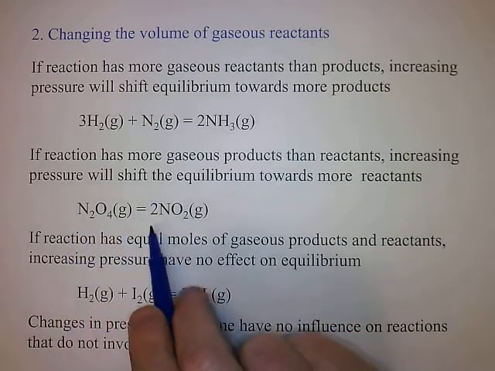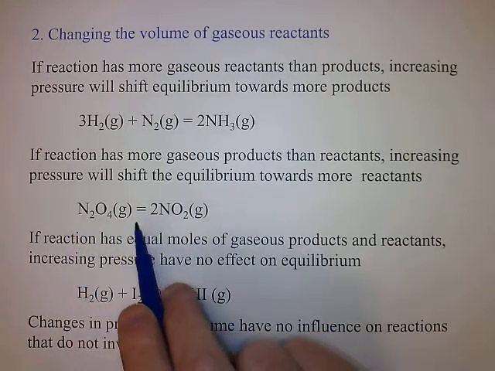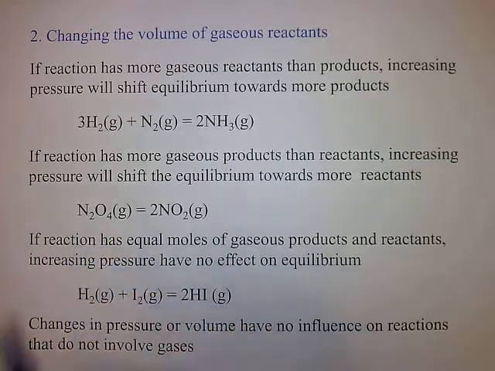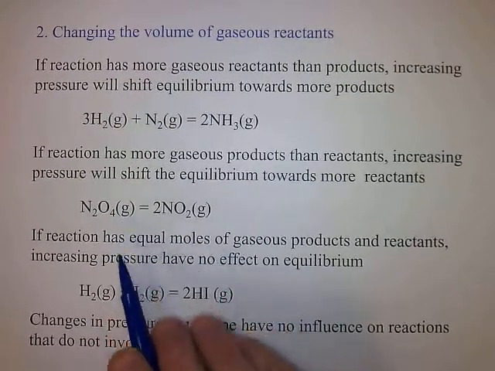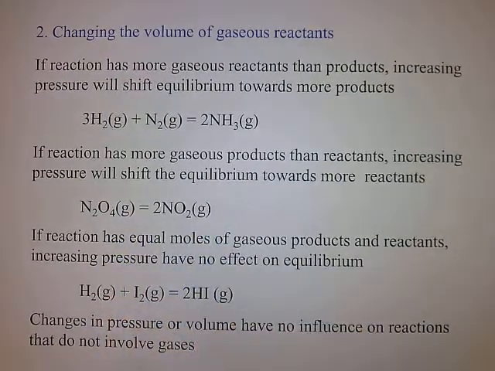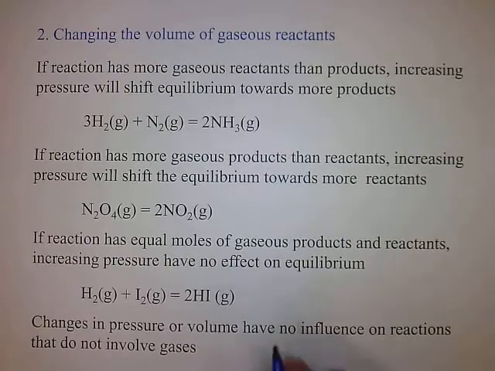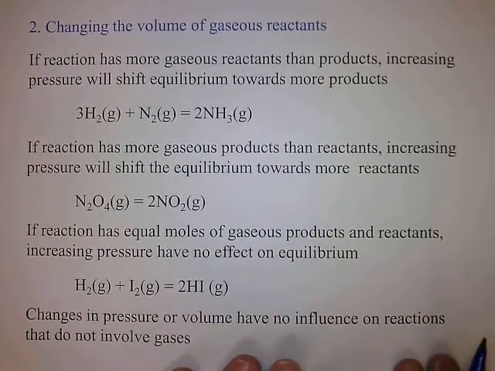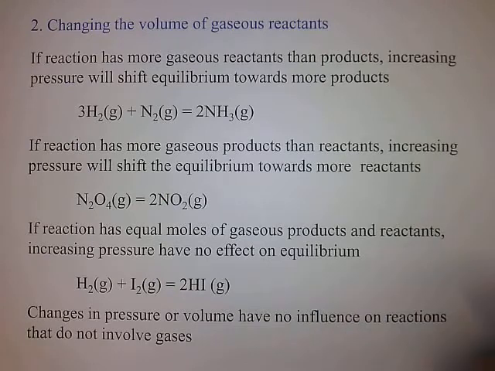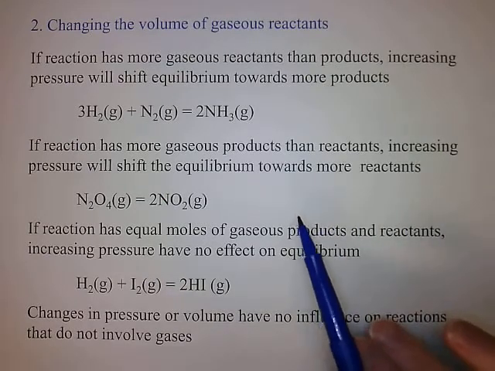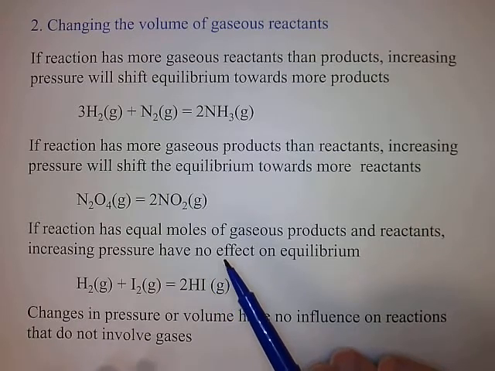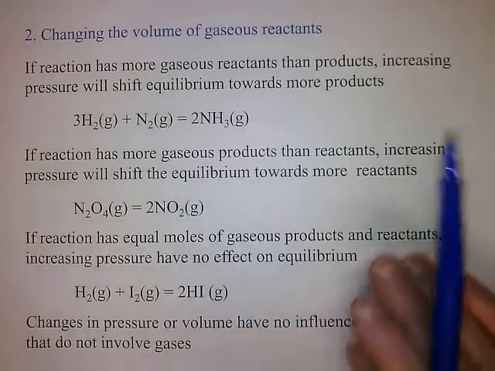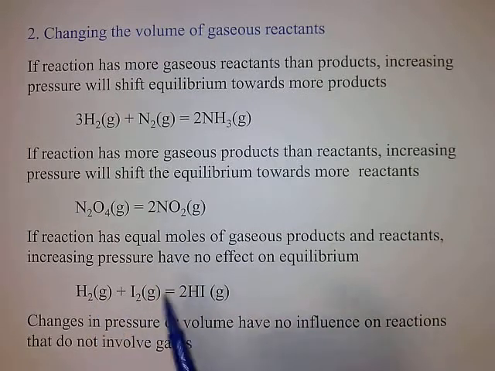It's going to shift this way, because shifting to the left decreases the number of moles of gas. As NO2 gets converted into N2O4, the pressure will go down because you will have fewer moles of gas. Okay? And then last, a third case is if a reaction has equal moles of gaseous products and reactants, then of course increasing the pressure will have no effect.